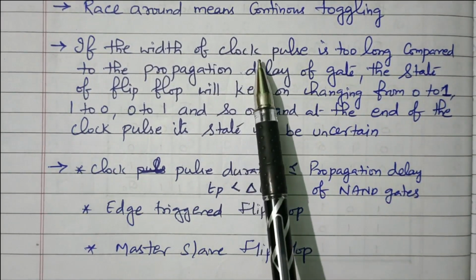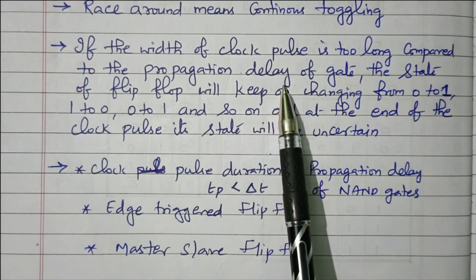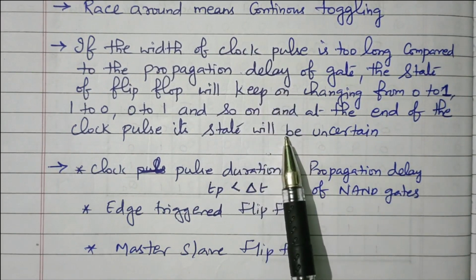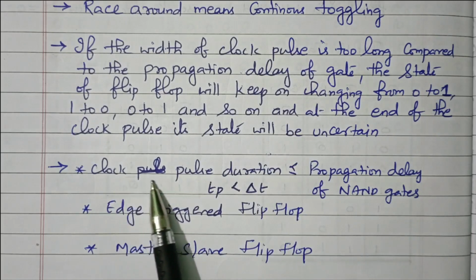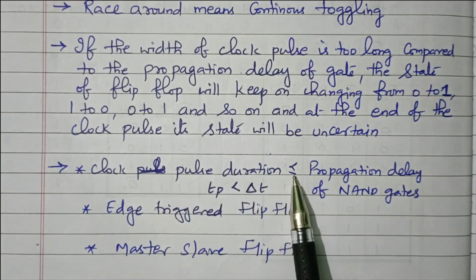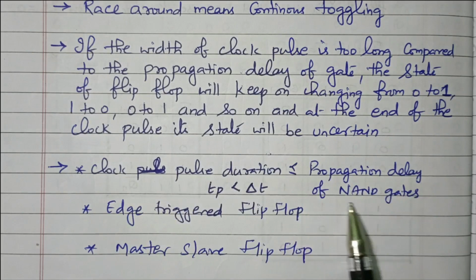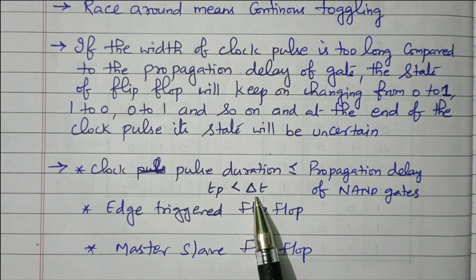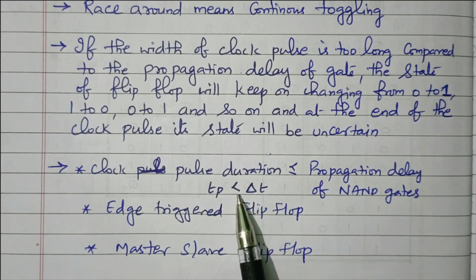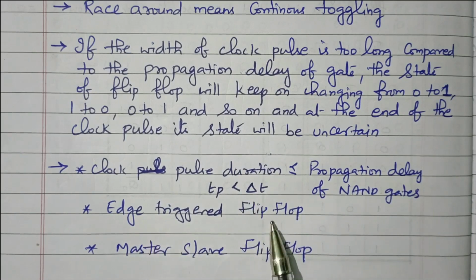So the clock pulse is more, the propagation delay is less, the race around condition exists, that is 0 to 1, 1 to 0 changes. So the clock pulse duration should be less than or equal to the propagation delay of the NAND gate. So that is Tp, the clock pulse should be less than Δt, that is the propagation delay of the NAND gate. So this is possible in an edge triggered flip-flop.